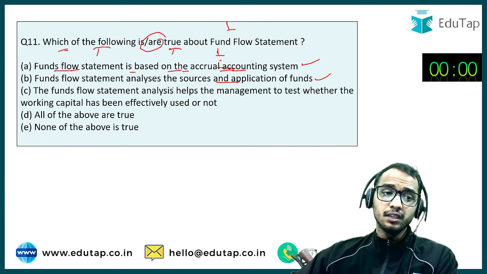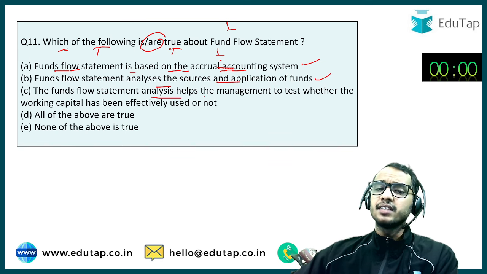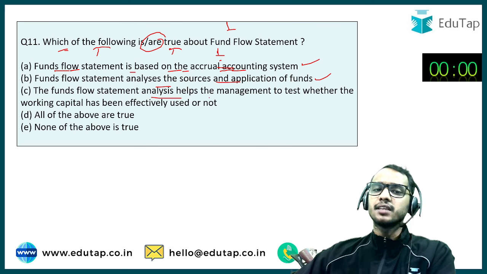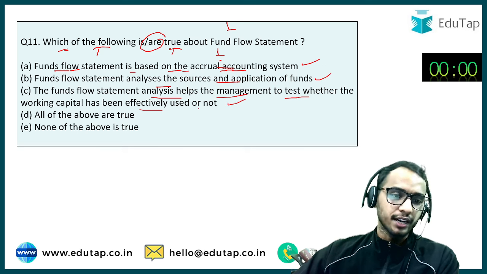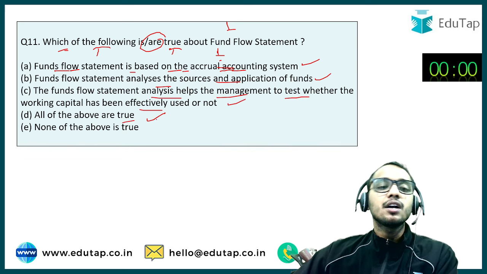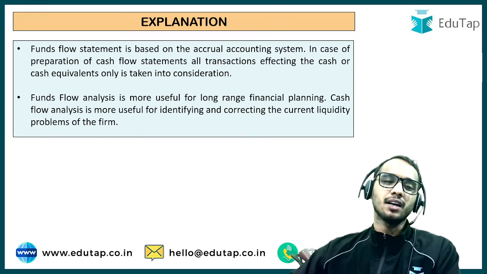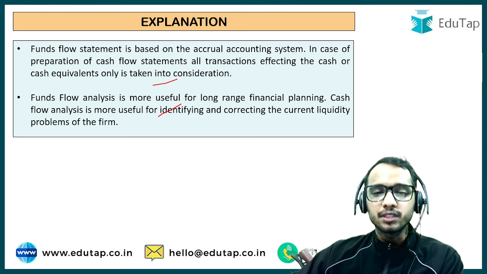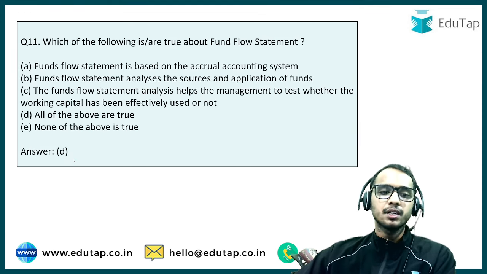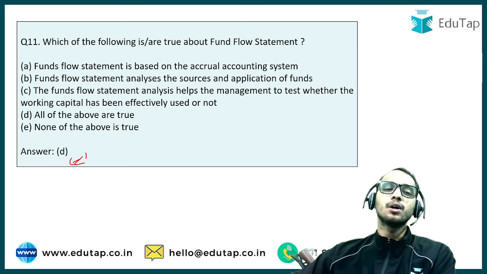This is also correct. The fund flow statement analysis helps the management to test whether working capital has been effectively used or not. This is also correct. So all of the above are true, and option D would be the correct answer here. We have already talked about the fund flow statement in detail, so we are not going to discuss that again. The answer is option D for the 11th question.